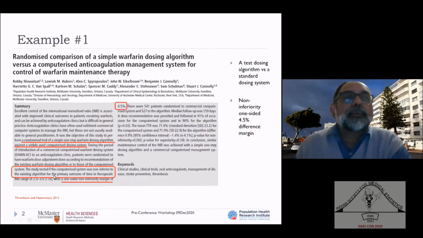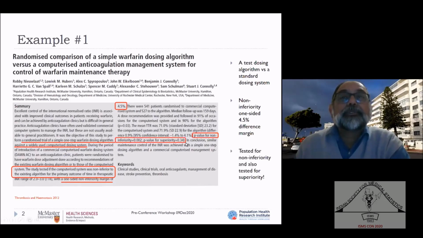And what they were studying was if the computerized system was non-inferior to the existing algorithm for the primary outcome, and this was time in therapeutic range. One of the things that they said is that we have to establish a non-inferiority margin of 4.5%. So I will be talking about where these margins come from, for example.